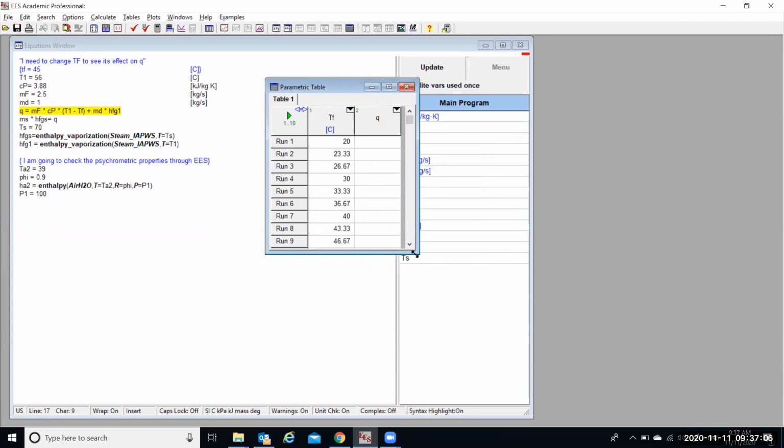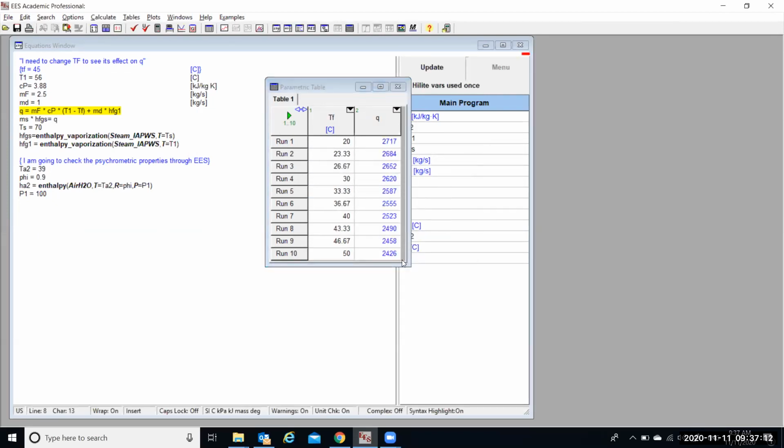For example, if I want to solve the problem, all I have to do is press this green arrow, and it will give me the value of Q's right away. So when I'm talking about a parametric study, I don't really have to calculate Q 10 times, as you can see. I just put it here and it will do it for me.